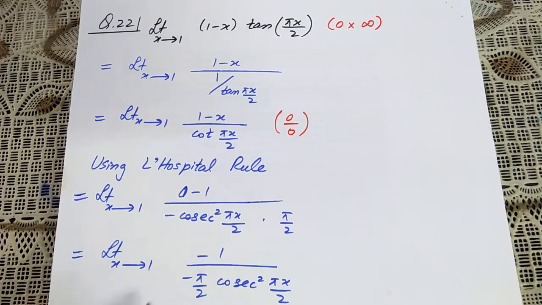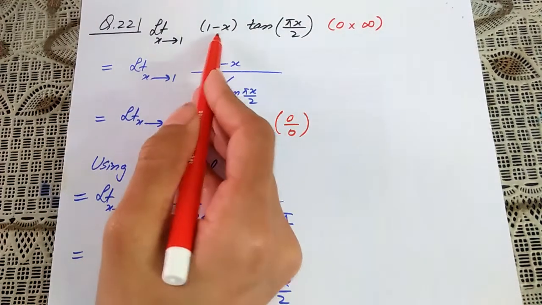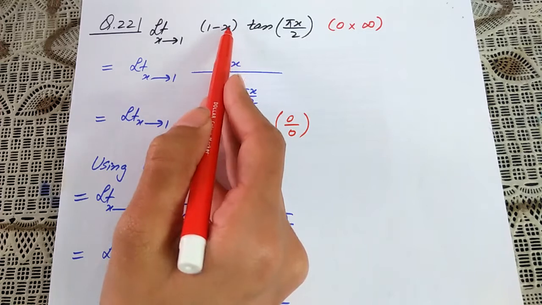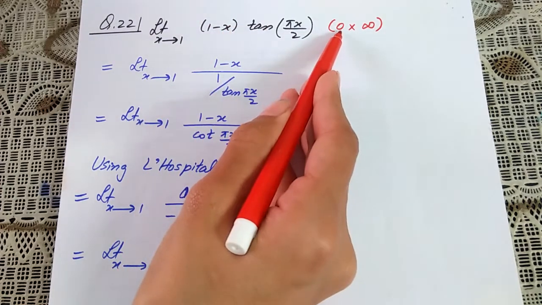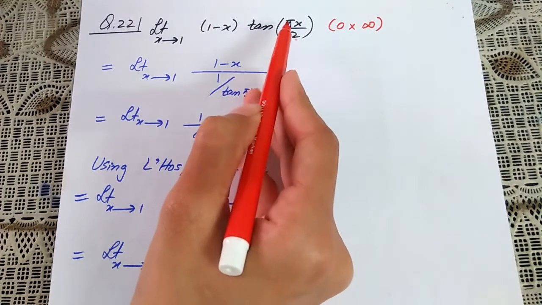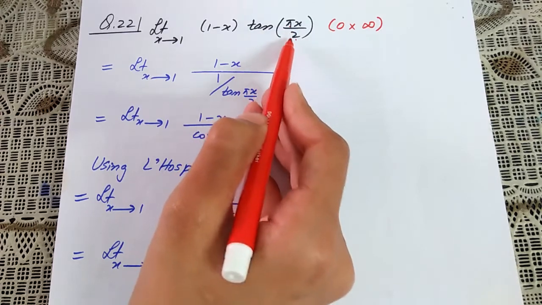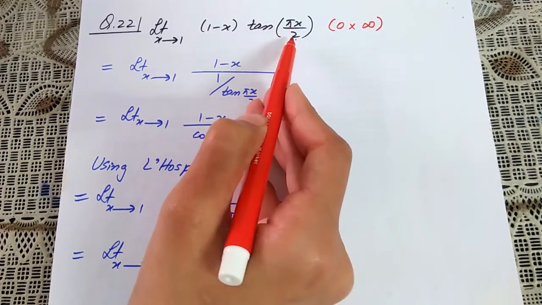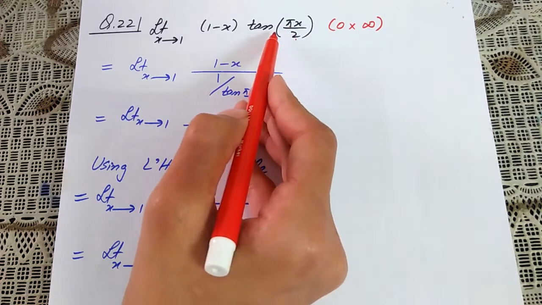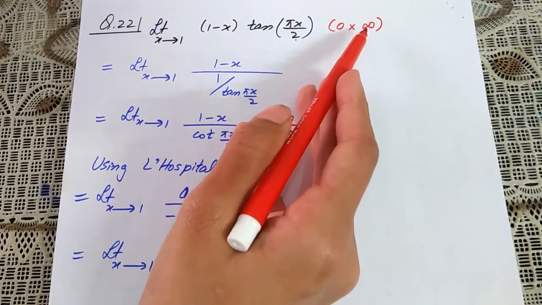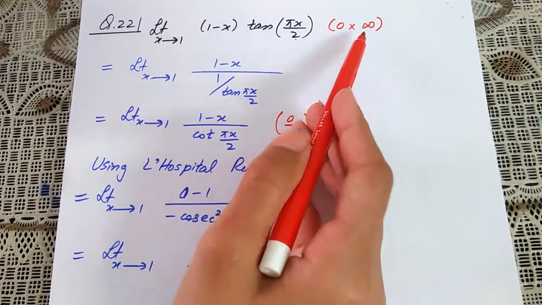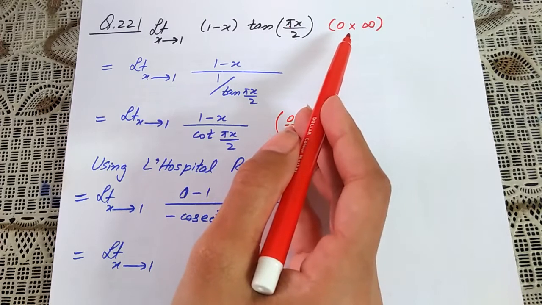Question number 22. Limit x approaches 1, (1 minus x) tangent (pi x over 2). If we put 1 in place of x, we will get 1 minus 1, that is 0. Tangent of pi times 1 by 2 will be tangent pi by 2. We know very well that the tangent curve has asymptotes at 90 degrees. It means that it is undefined at 90 degrees, pi by 2. So this is an undefined value. So we got 0 times infinity. This is an indeterminate form. We will change it into 0 by 0 or infinity by infinity form.